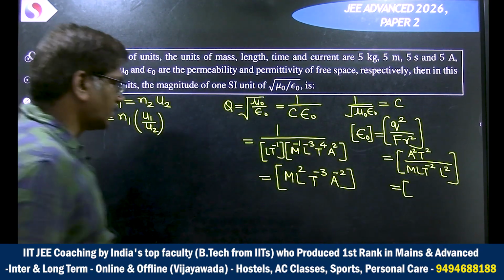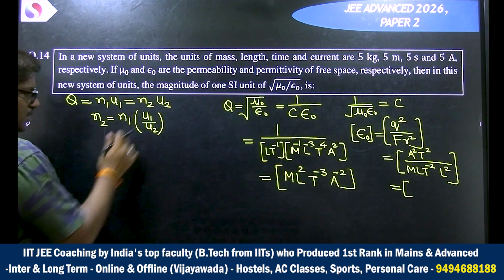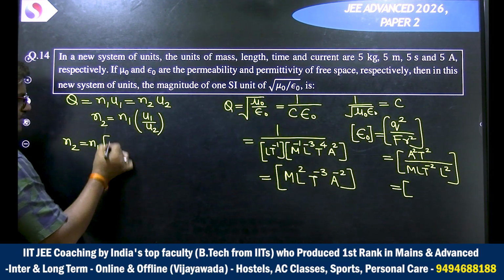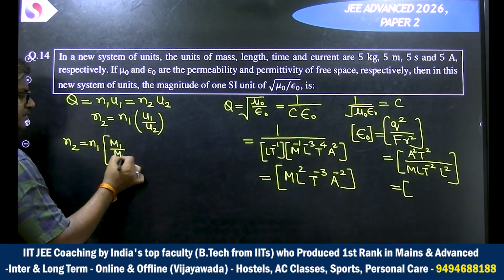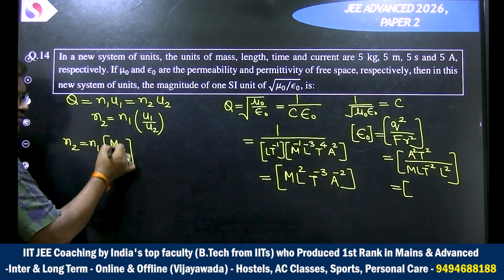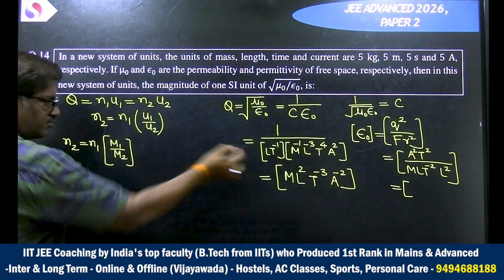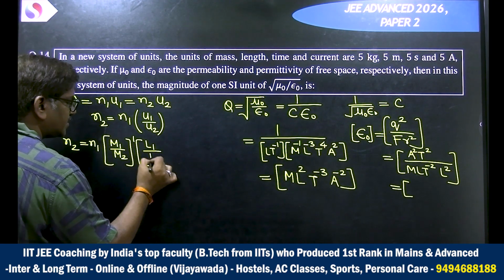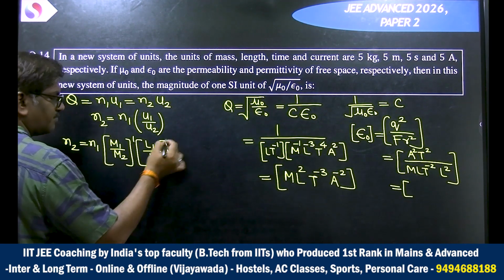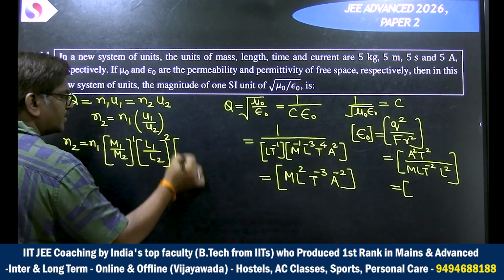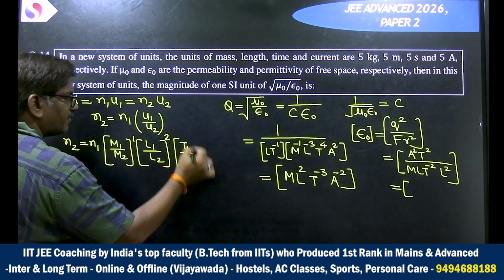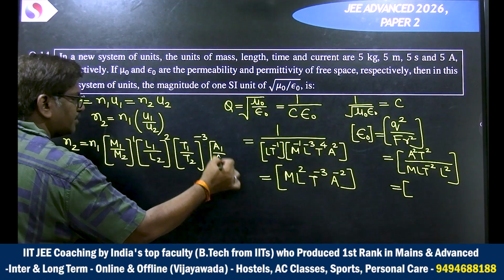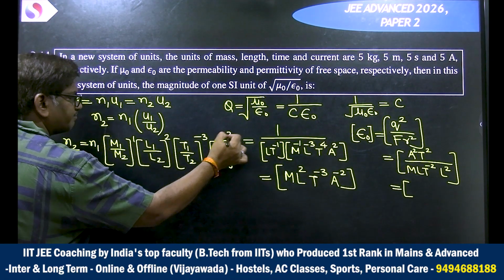Okay? So now to get the value of N2 equals N1, we can say it is M1 by M2, meaning the unit of mass in the first unit system to the second unit system, to the power 1. Then this value will be the unit of length in system 1 and system 2 to the power 2. Then T1 by T2 to the power minus 3 and A1 by A2 to the power minus 2.